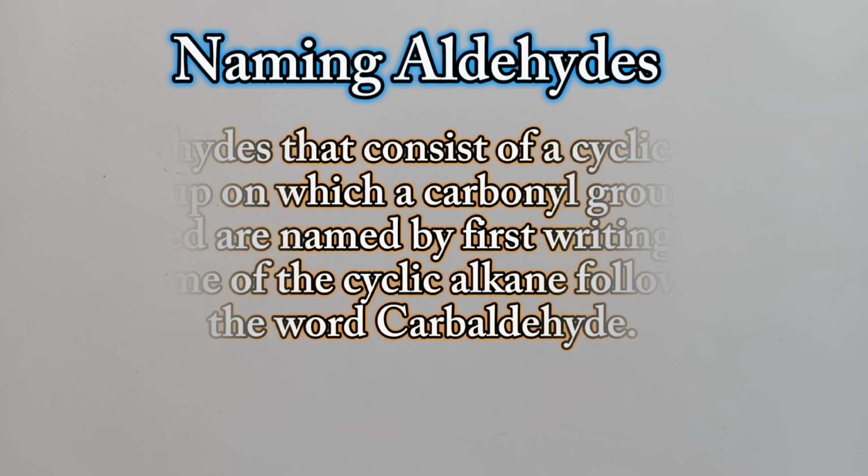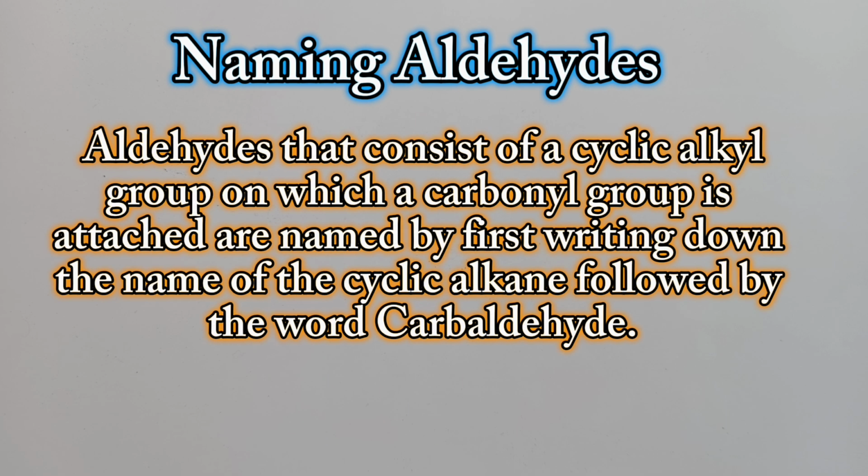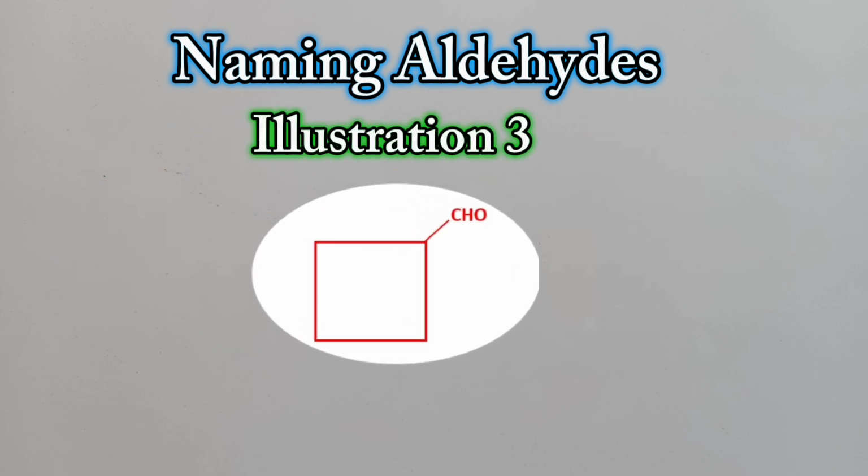However, when the carbonyl group is attached to a cycloalkyl group, then the name of the generated aldehyde is named by first and foremost writing down the name of the cyclic alkane followed by a separate word, carbaldehyde. To illustrate this, the displayed aldehyde there is a combination of cyclic butane and carbaldehyde, and therefore the name becomes cyclobutane carbaldehyde.